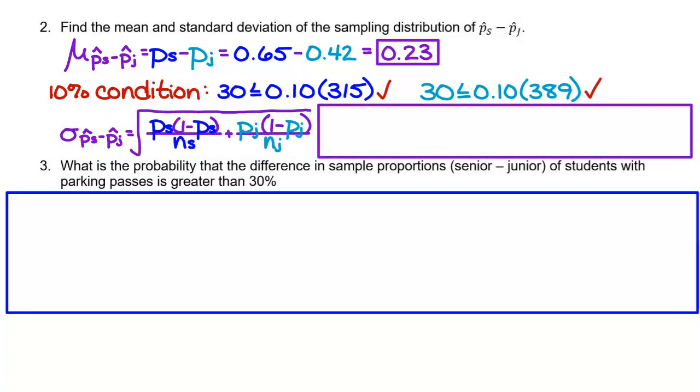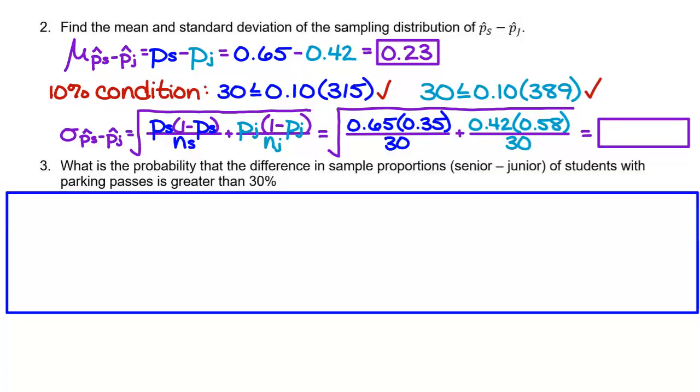So then we plug into our formula. So square root of 0.65 times 0.35 over 30 plus 0.42 times 0.58 over 30. All of that underneath the square root. And you should get 0.1253.